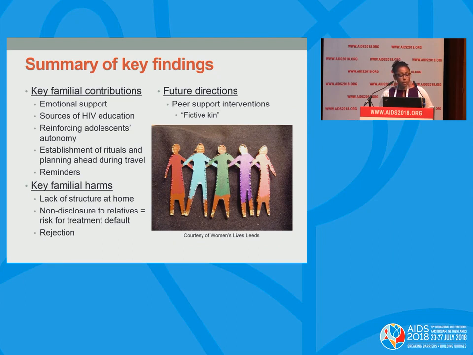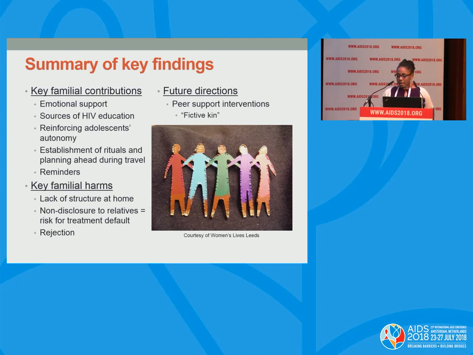Establishment of rituals and planning ahead during travel, and just basic reminders from family members, were really important to treatment retention, especially adherence. And then some of the harms had to do with lack of structure at home, the issue of non-disclosure, and then rejection, so those times when family members aren't really supportive.